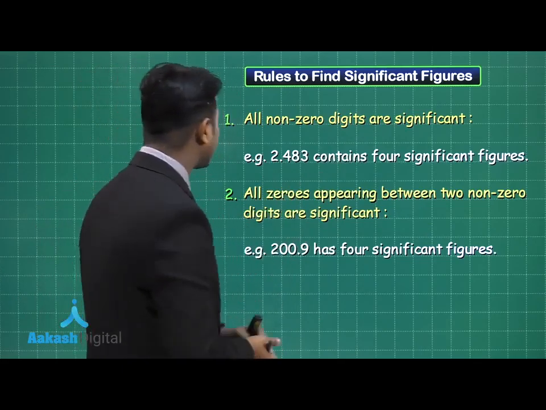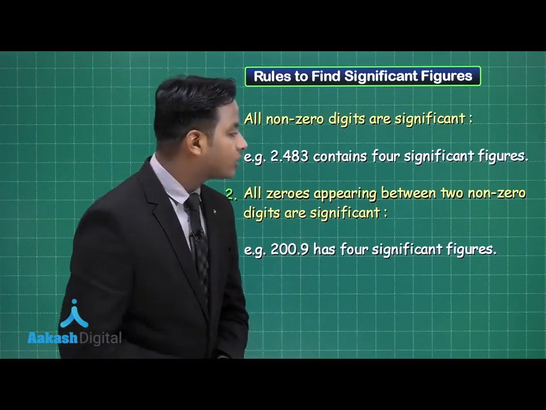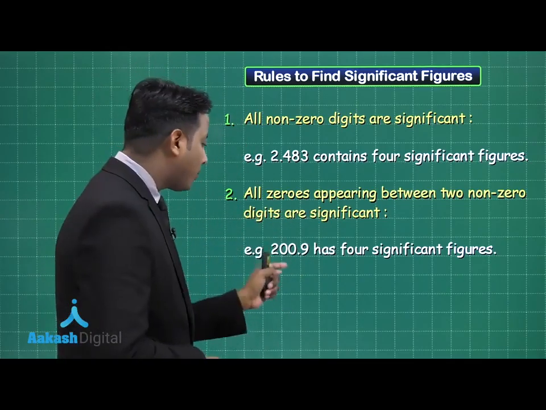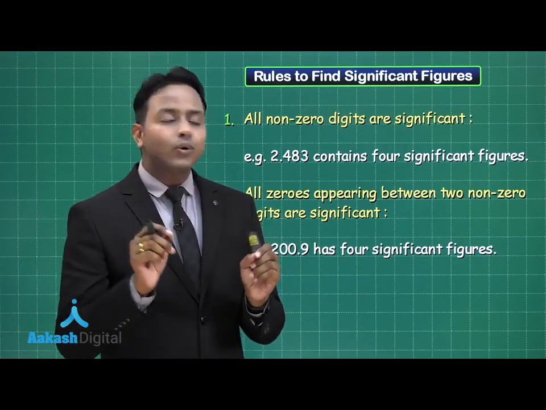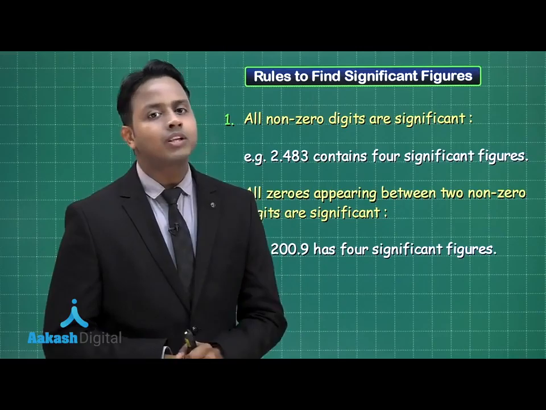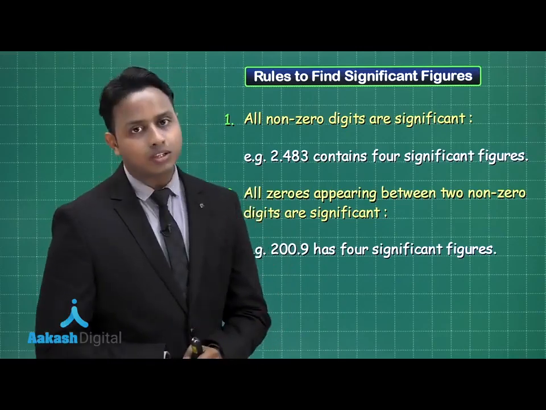Let's jump to rule number 2. It says all zeros appearing between two non-zero digits are significant. So on the basis of this, all the zeros which are appearing between two non-zero numbers will become significant. I hope the rule is clear to you.